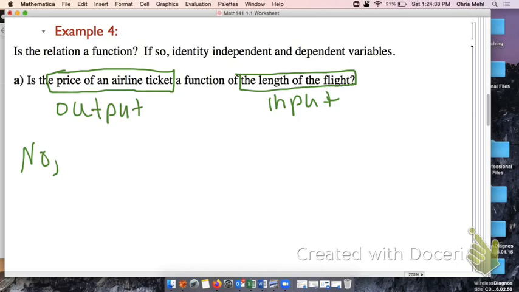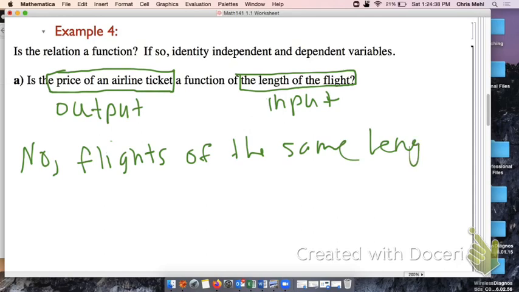Let me phrase it this way. Let's just say that flights of the same length, so that length would be a single input, can have different prices.